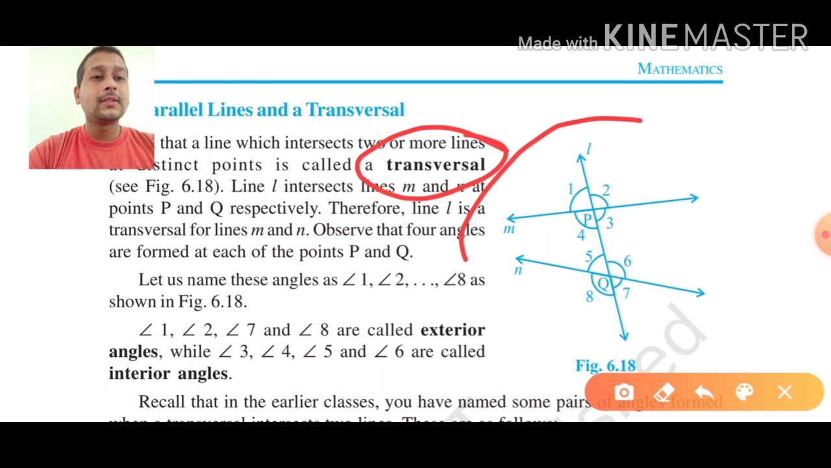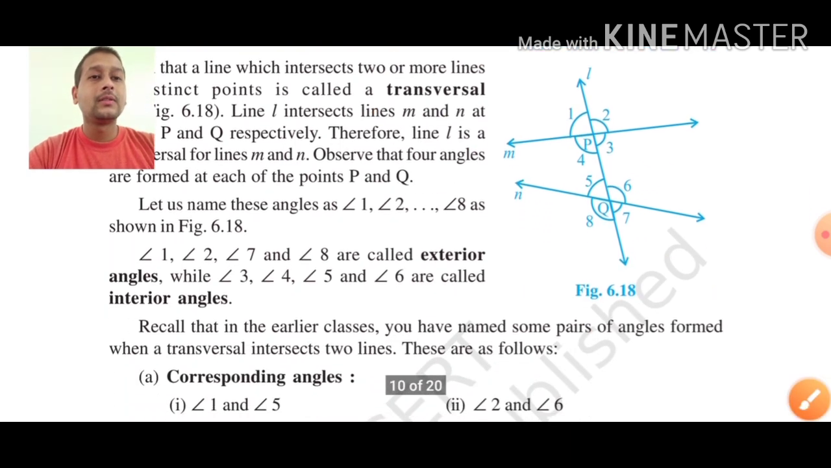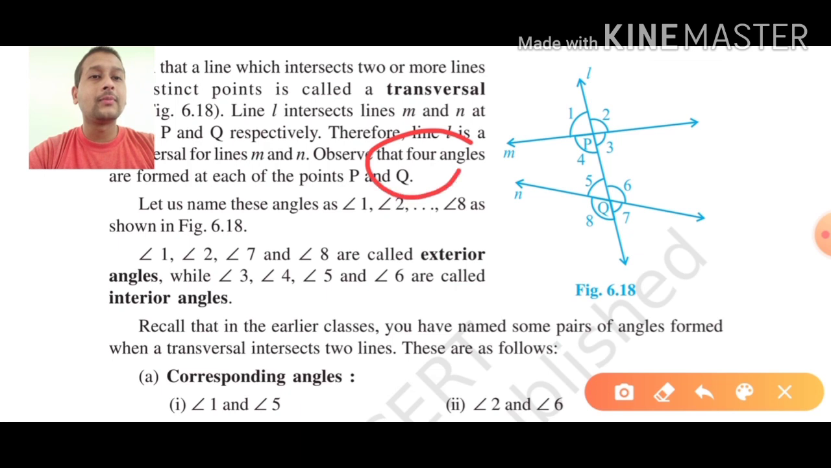Here in this chapter you are given an example where you are given two lines M and N intersected by another line L at distinct points. So here L is the transversal for the lines M and N. And you can see four angles are formed at each of the points P and Q.